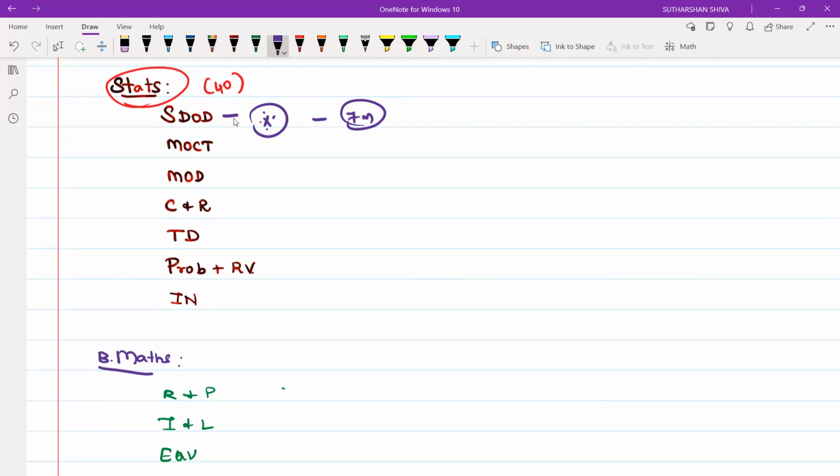Measures of central tendencies and measures of dispersion are two other crucial areas. MOCT is nothing but measures of central tendency. And measures of dispersion. Along with statistical description of data, these are the three.